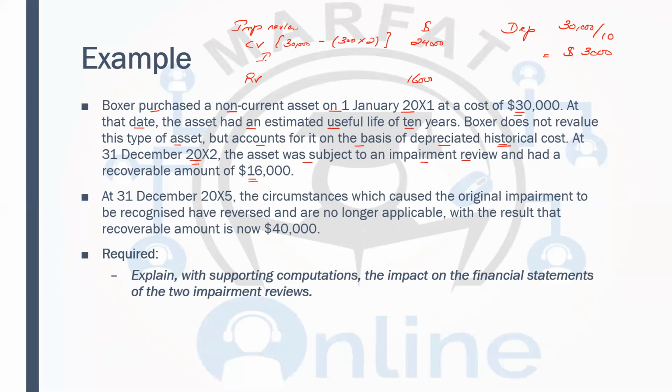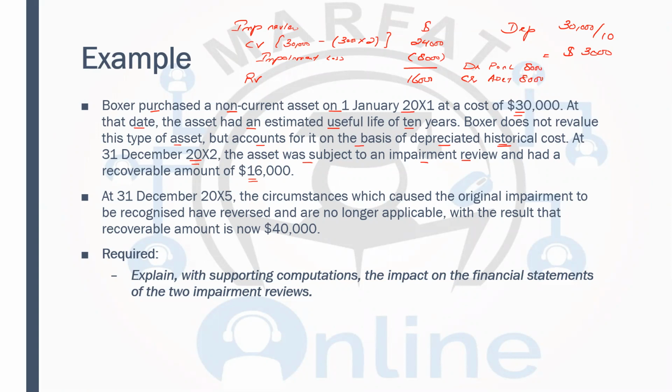So carrying value is more than the recoverable amount. That means the asset has suffered an impairment loss, which is 8,000. Now we have no idea whether this asset was previously revalued. So that means all of the impairment should be recorded directly to the profit or loss. So profit or loss debit by 8,000 and credit asset by 8,000.